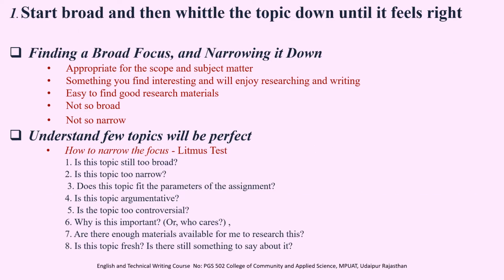Now, let's see the different tips for narrowing down your topics. First thing is to start broad and then whittle the topic down until it feels right. Finding a broad focus and narrowing it down is very important. The first thing to take care of is that the topic is appropriate for the scope and subject matter. The subject in which you want to do the research should be appropriate to that specific subject. Choose something you find interesting and will enjoy researching and writing. If you find a particular subject interesting, then you will develop interest in it, and only then are you going to enjoy your research as well as the writing.